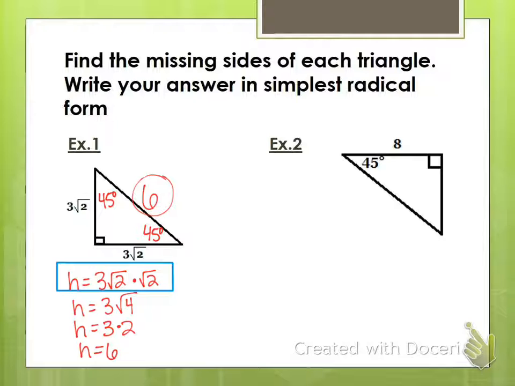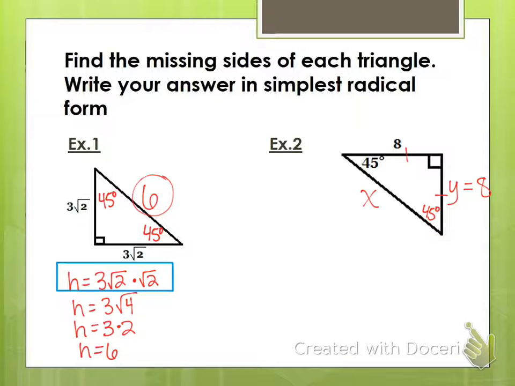On number 2, how many missing sides do we have? 2 of them. So I'll label them X and Y just for the sake of us being able to talk about them. If I were trying to find the missing sides here, which one's easier? I would say Y, the leg is easier. There's really nothing to set up. This has to be an isosceles triangle if these are both 45-degree angles. So Y has to be 8.